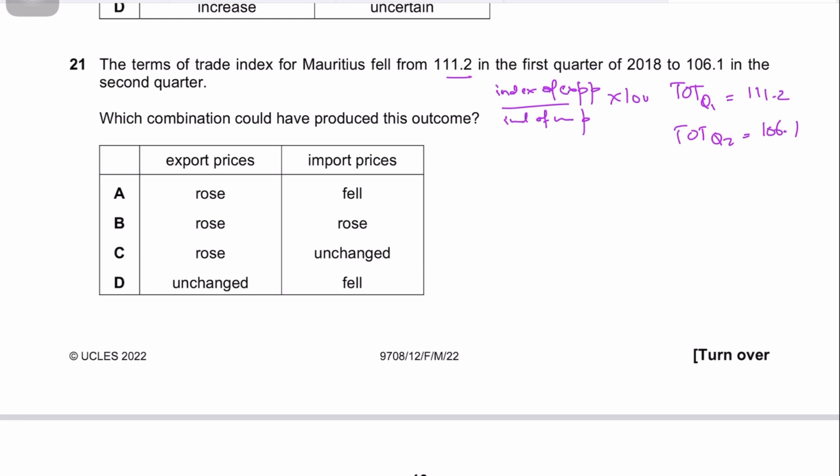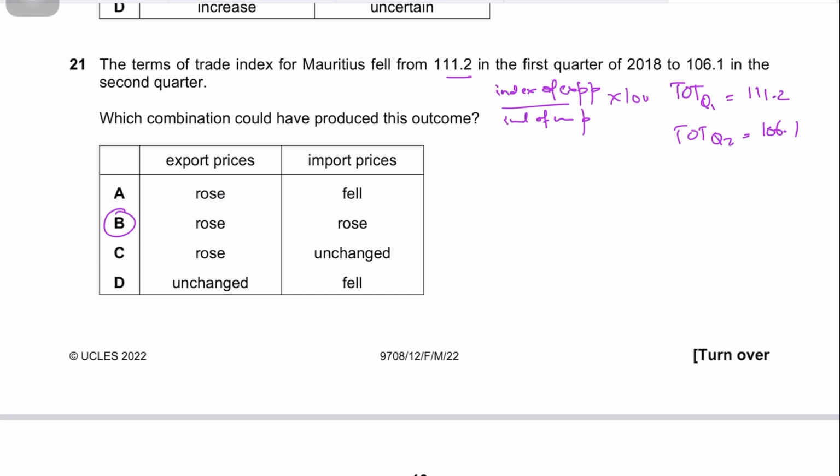So it could happen when your export prices are going down, or maybe your import prices are rising, or maybe both of them are rising, but import prices are rising faster or by a greater extent than export prices. So this makes the answer B for boy. Export prices are rising and import prices are rising as well, but obviously it's not mentioned here, it's assumed that import prices are rising faster than export prices.